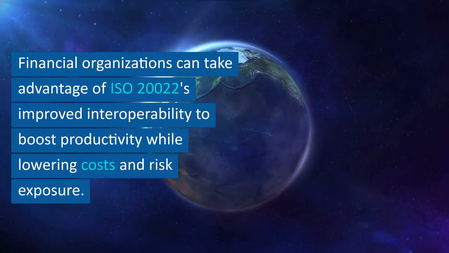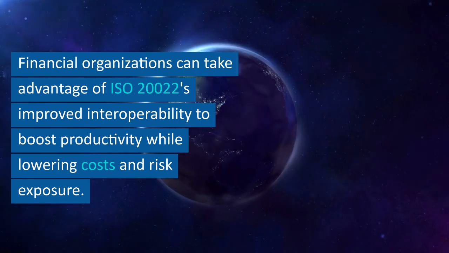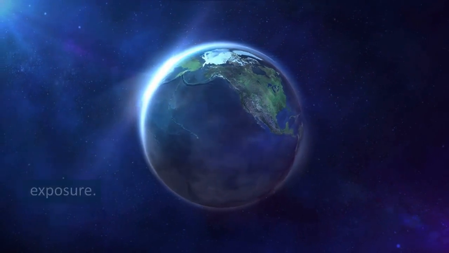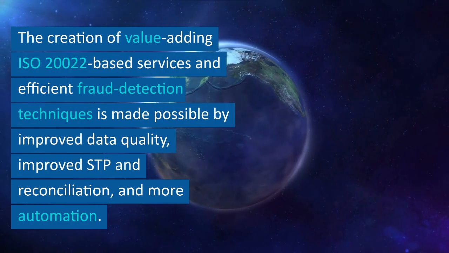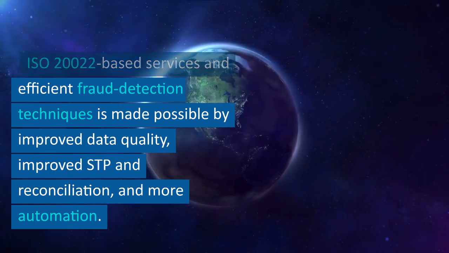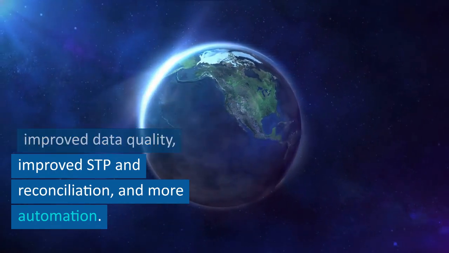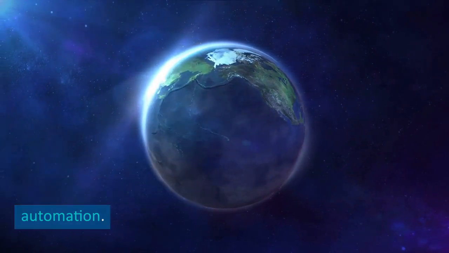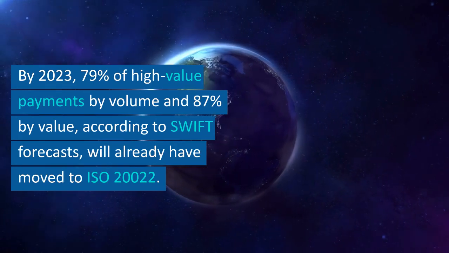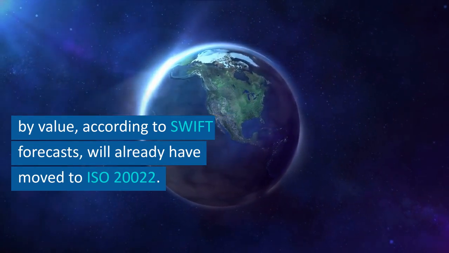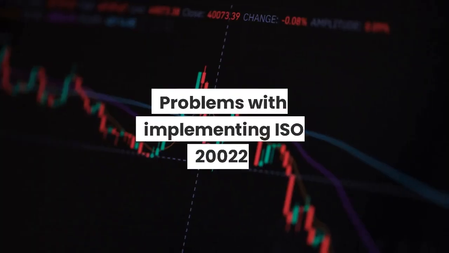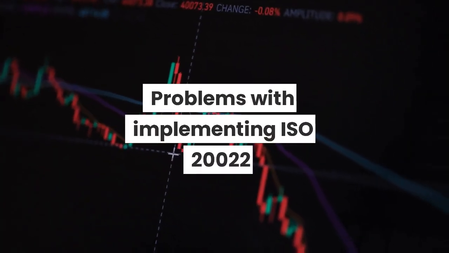Financial organizations can take advantage of ISO 20022's improved interoperability to boost productivity while lowering costs and risk exposure. The creation of value-adding ISO 20022-based services and efficient fraud detection techniques is made possible by improved data quality, improved STP and reconciliation, and more automation. By 2023, 79% of high-value payments by volume and 87% by value, according to SWIFT forecasts, will already have moved to ISO 20022.